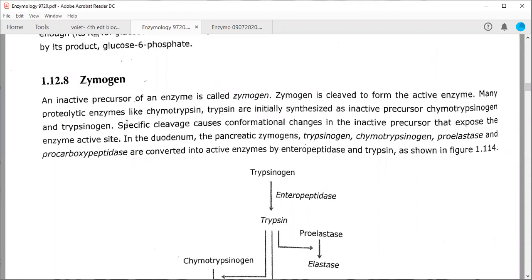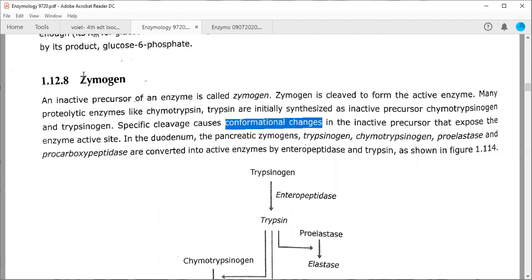All these are proteolytic enzymes, protein degradation enzymes. So the specific cleavage is required at a specific site. If the enzyme is cleaved, it will be converted into the active form. How does this cleavage help the enzyme convert into the active form? It leads to some conformational changes in the precursor that expose the enzyme active site.